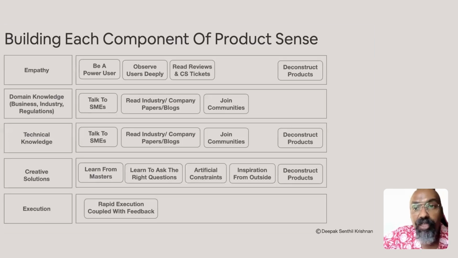So learning to ask the right questions coupled with good execution allows you to fine-tune the art of asking the right questions. The third and probably the most powerful technique that I particularly love is putting in artificial constraints. Some of the best products that have ever come into the world have happened because of constraints, not because of abundance.